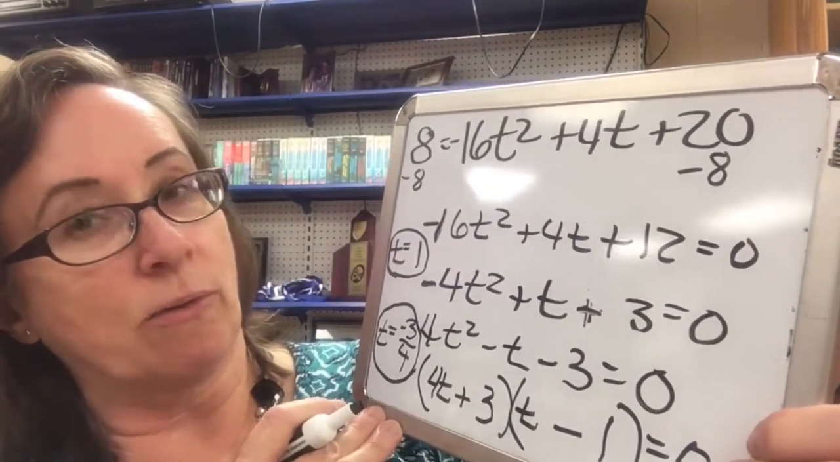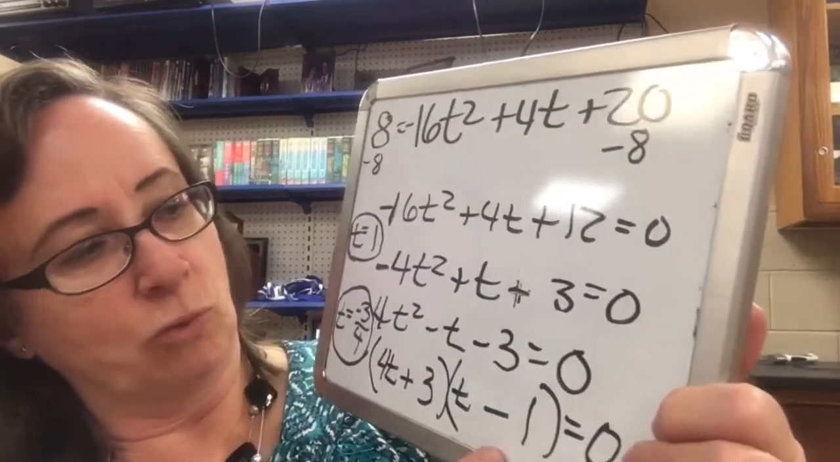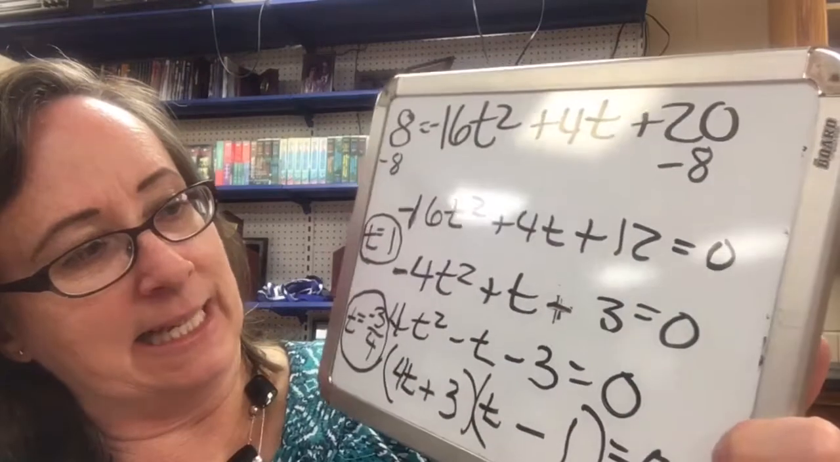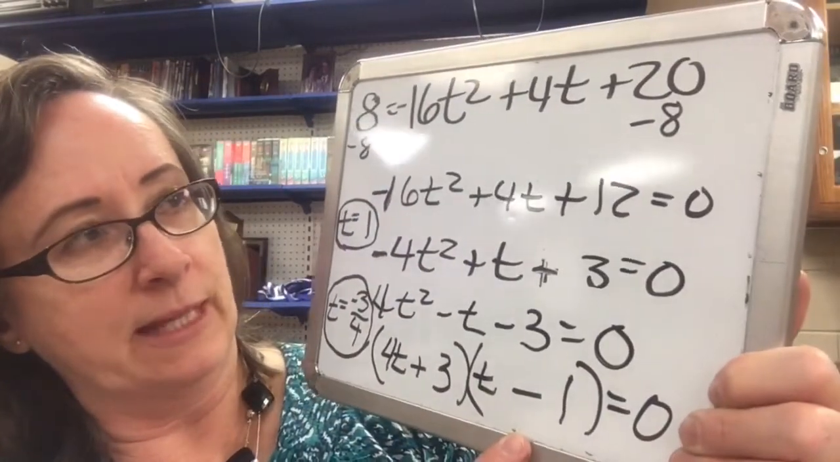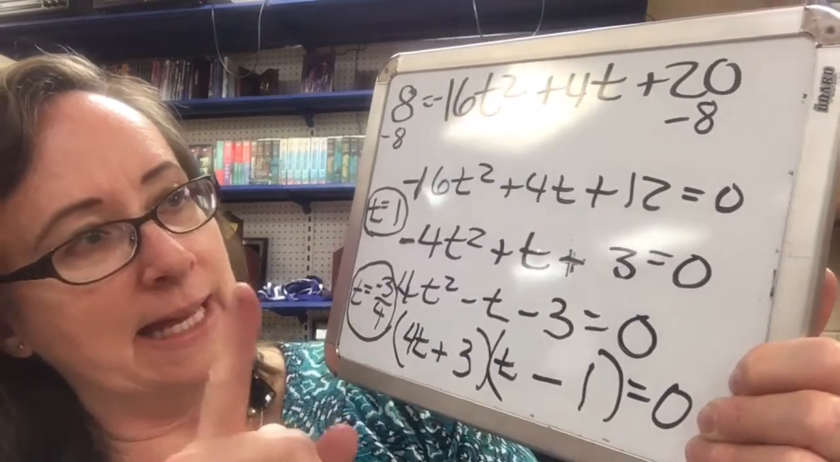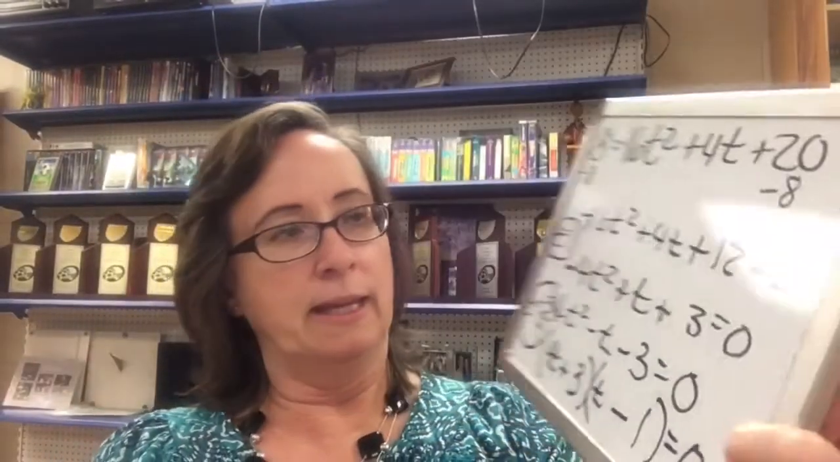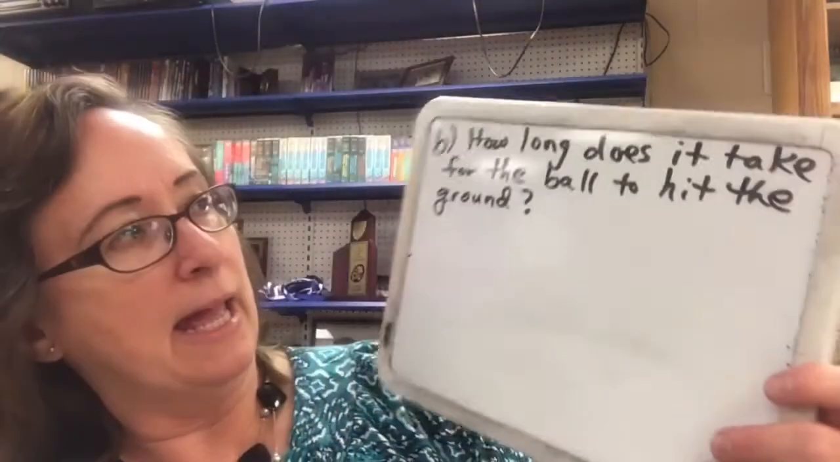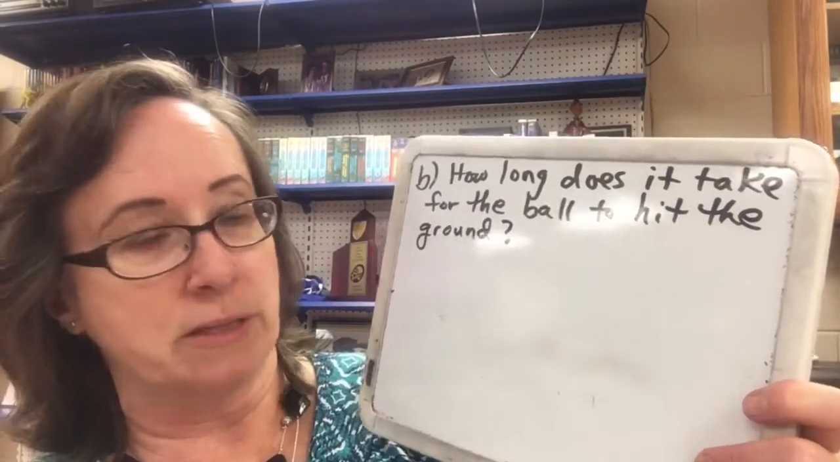So this thing is going to hit 8 feet one time, at t is equal to 1. We only have one real solution to that one. And then we have a part B to this problem. Part B says, how long does it take for the ball to hit the ground?